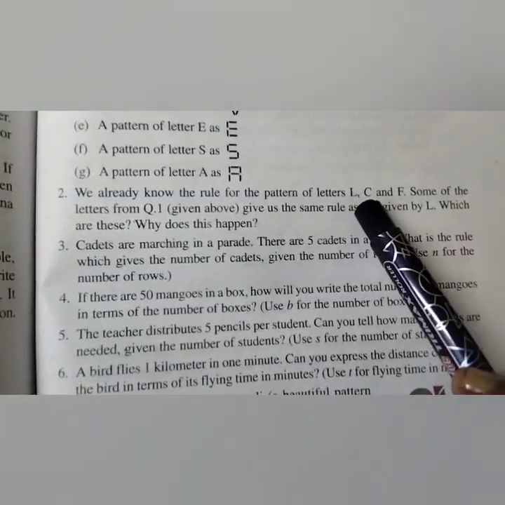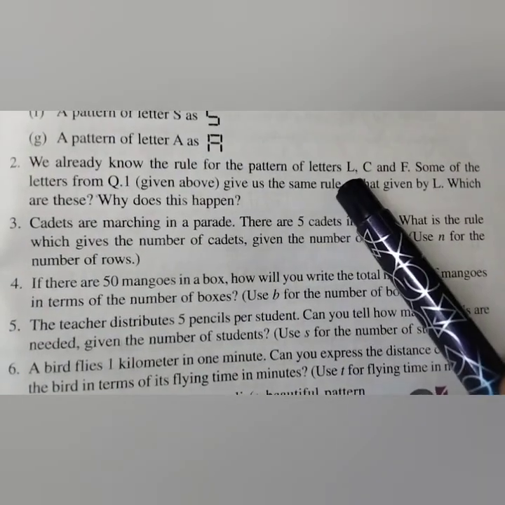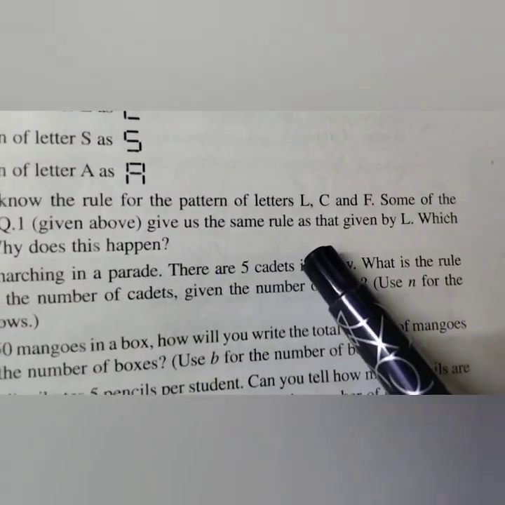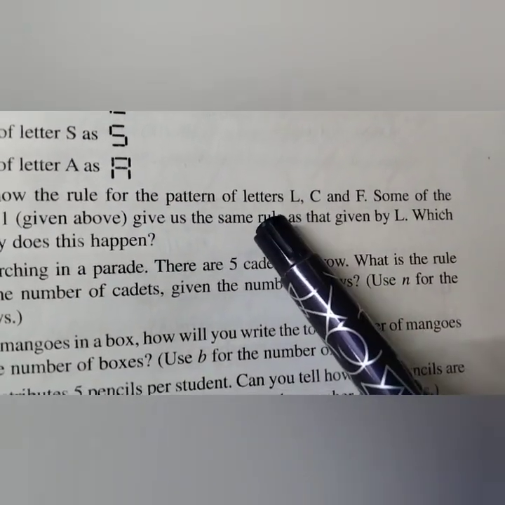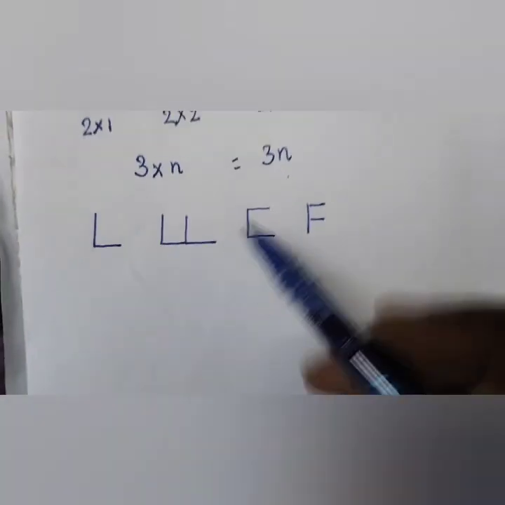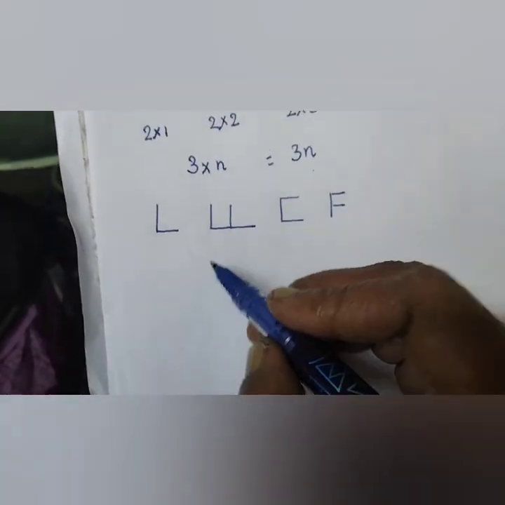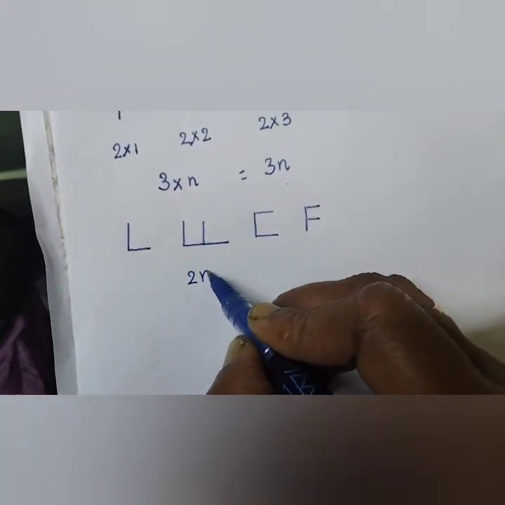Now what will be the rule for L? To make L, we need 2 matchsticks. So the rule will be 2n.